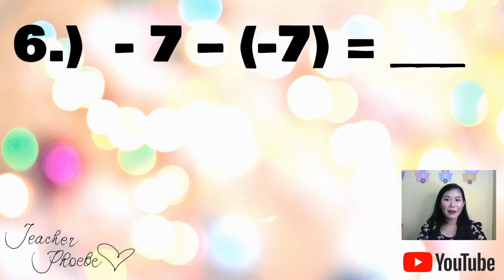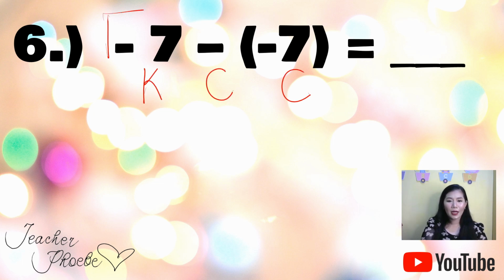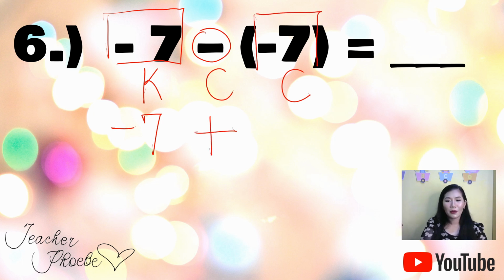Okay, let us have the sixth example. Negative 7 minus negative 7. Okay, so ang gagawin natin, apply KCC again. So, keep, change, change. Keep negative 7 here. So, we're going to have negative 7 ulit. Then, yung minus, change, magiging plus. Then, negative 7 here. Okay, change, magiging positive 7. So, negative 7 plus 7 is equal to what?